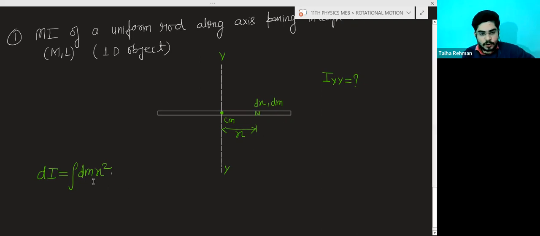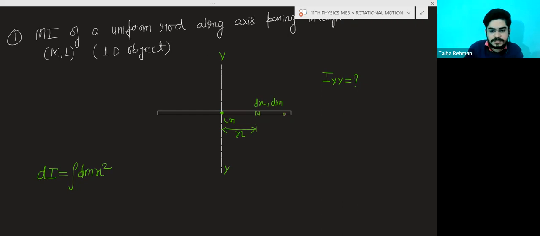But here is a problem. We cannot do the integration as such. We have to convert this dm in terms of x, then we can do the integration. So as this is a one-dimensional object, for a one-dimensional object there is a term lambda, mass per unit length.